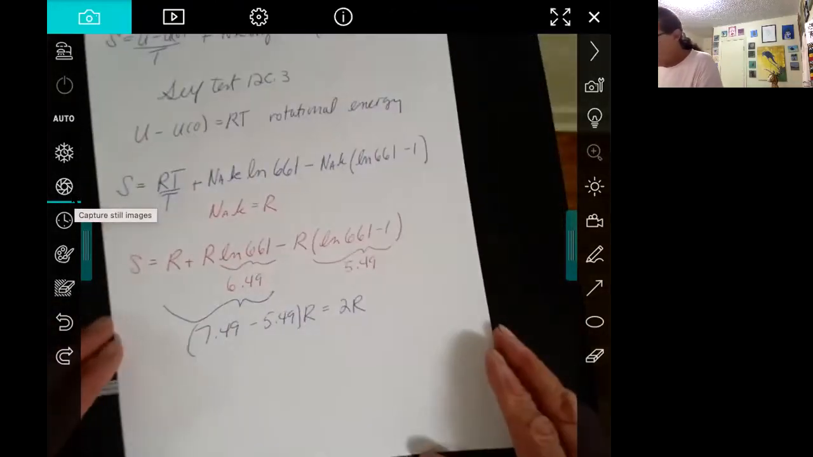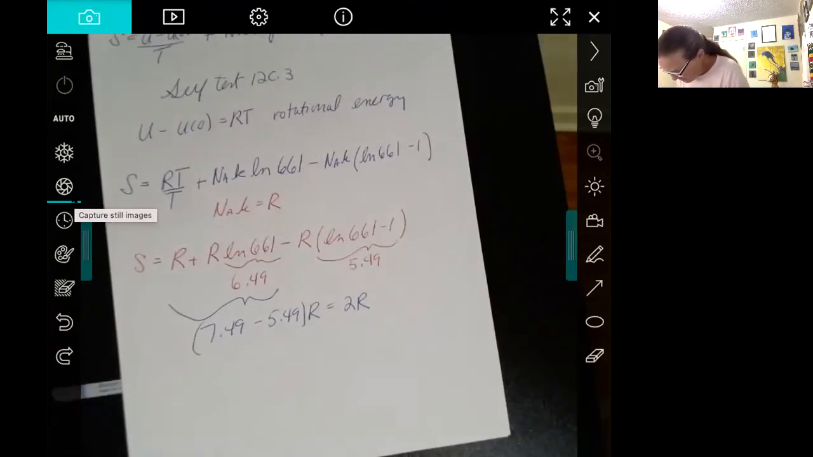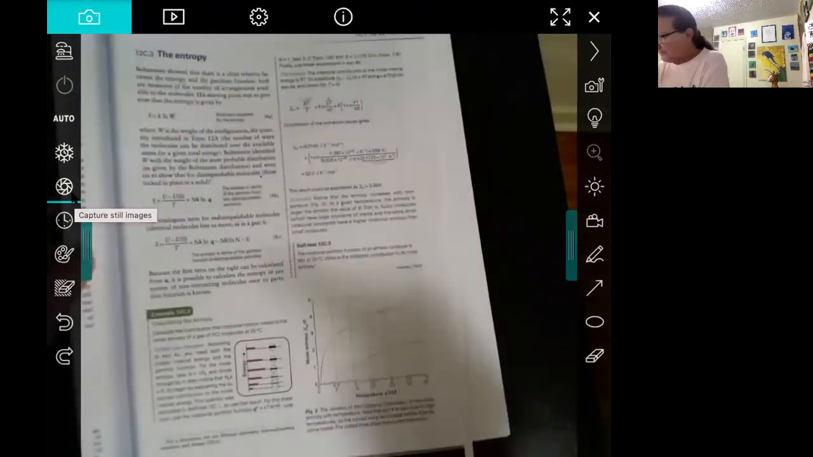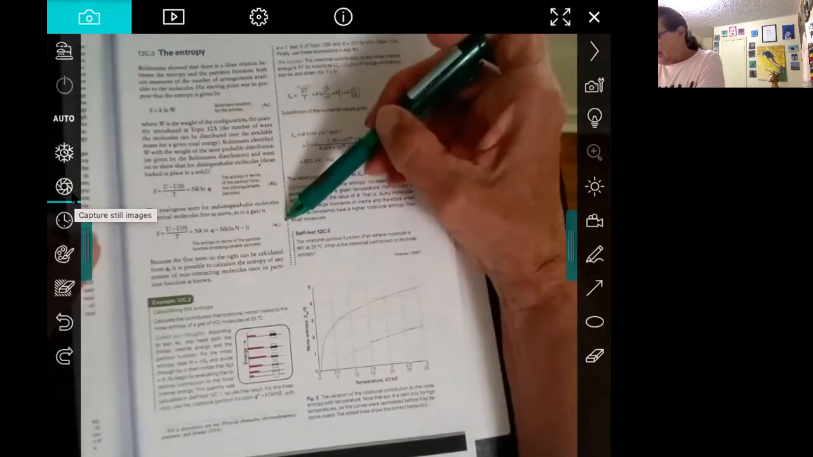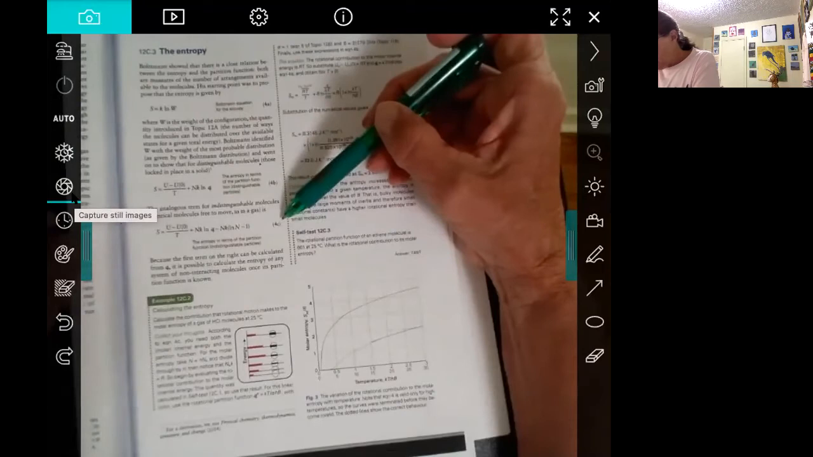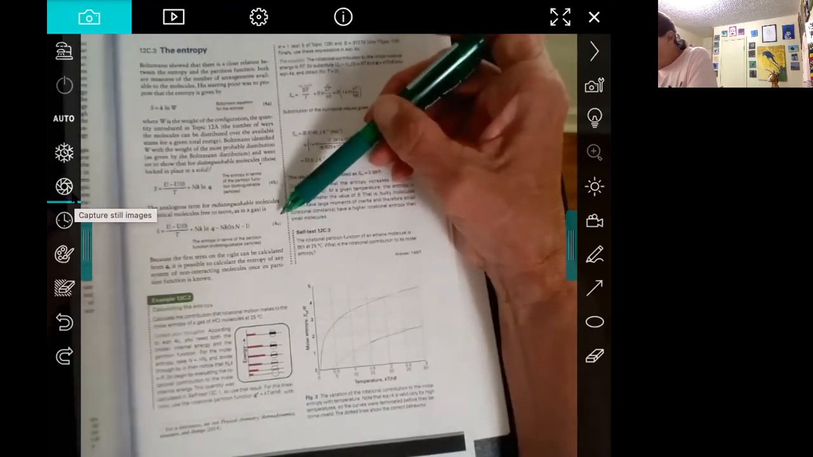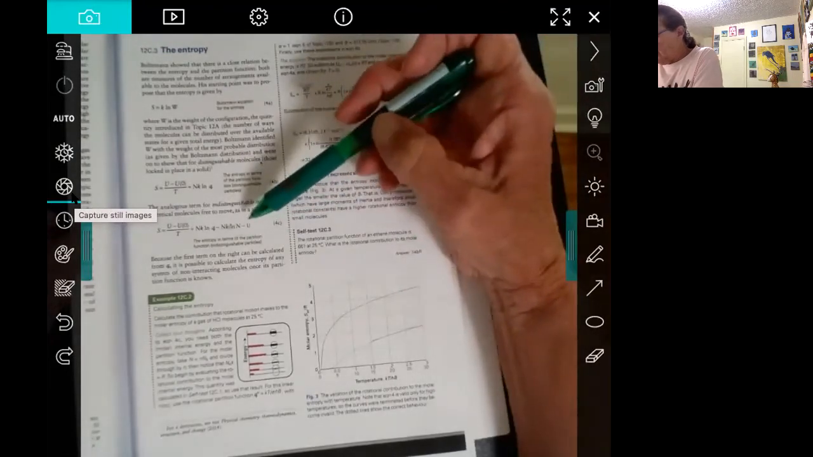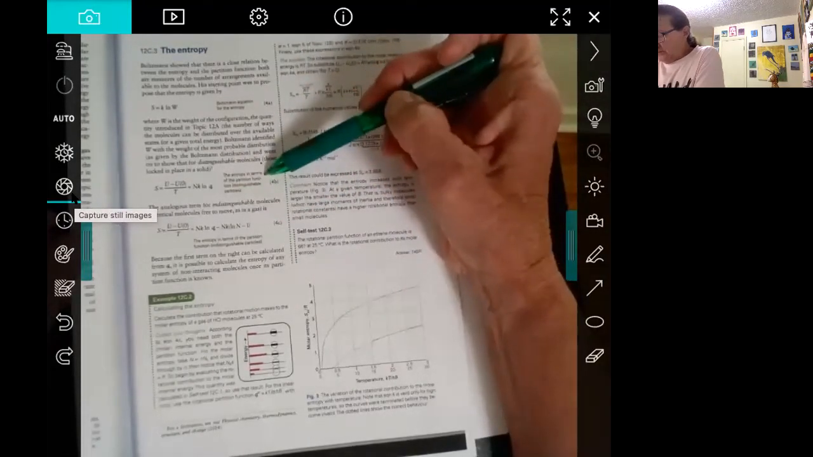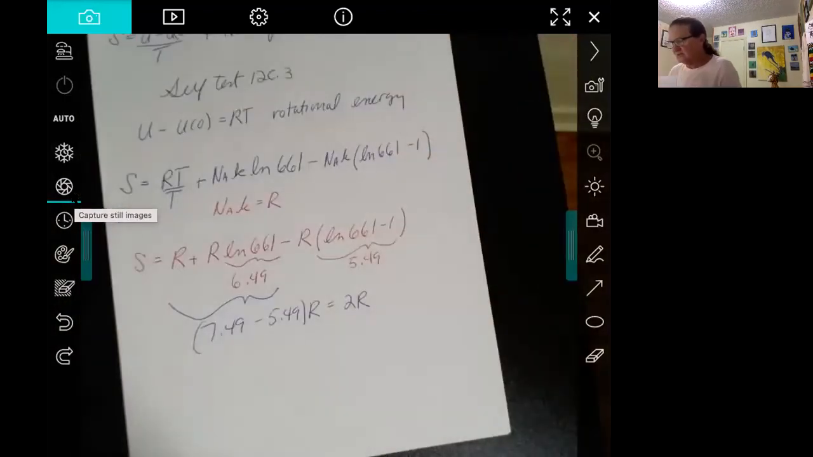And so I did self-test 12C.3, and his answer assumes that the particles are distinguishable, whereas I use this one because ethene at 25 degrees should be a gas. I'm thinking that my answer is right, unless I come up with some other idea after I sleep on this. I think 7.49 times R is wrong, because ethene would not be a solid. So let's just look at doing that problem.